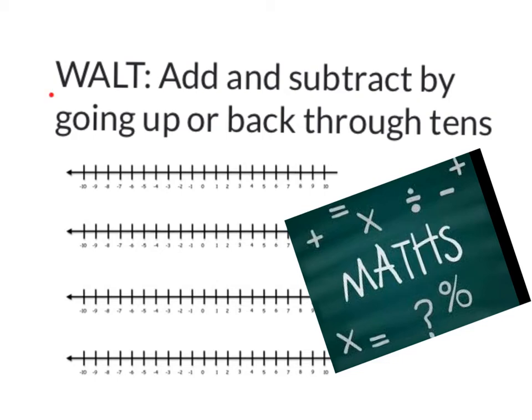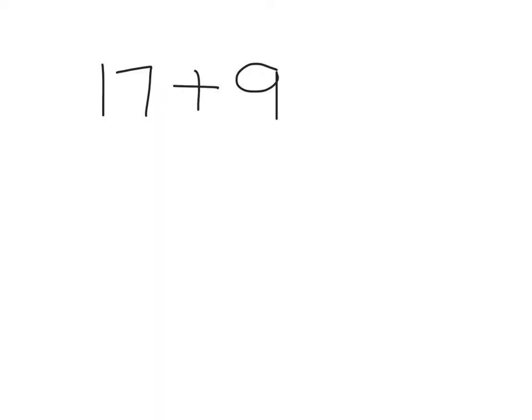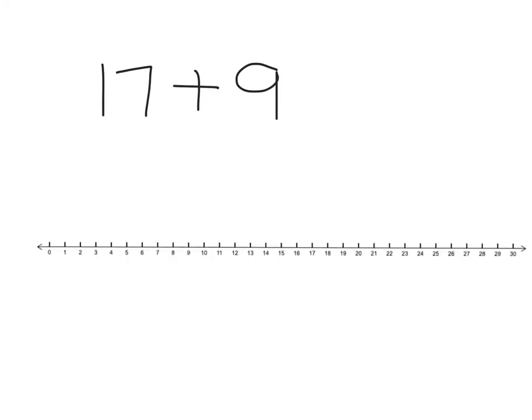We are learning to add and subtract by going up or back through tens, and we're going to use number lines to help us partition our numbers for this. Okay, let's have a look at this problem here. 17 plus 9. Now I'm going to use my number line here to help me to work out this question.